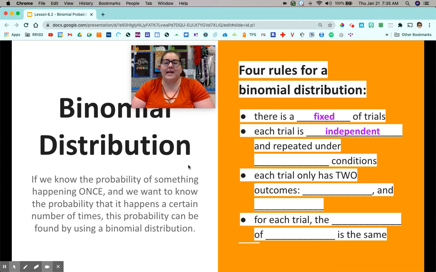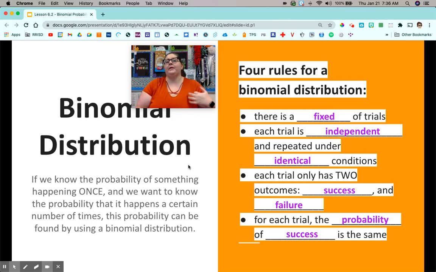Second thing is that each trial is independent and repeated under identical conditions. So when we pick M&Ms, we have to have an idea that the first M&M is not affecting the second one, etc. The third thing that has to be true is that each trial only has 2 outcomes. We have to be measuring success versus failure. Is the M&M speckled or is it not? We couldn't do this if we were talking about what are all the 6 different colors of M&Ms, right? We have to be looking at yes or no, speckled or not, success or failure. And then our last rule is that for each trial, the probability of success stays the same. So we can't have that difference in the probabilities.